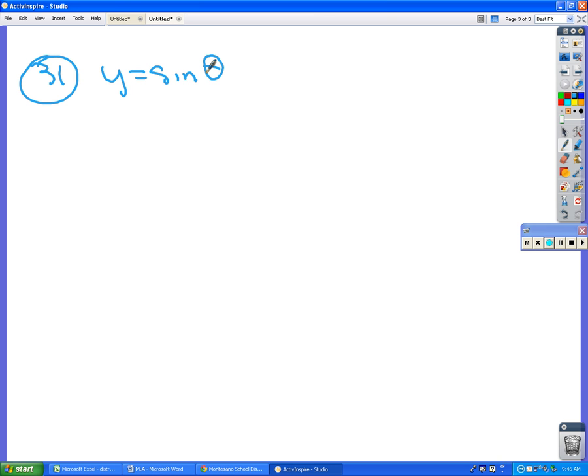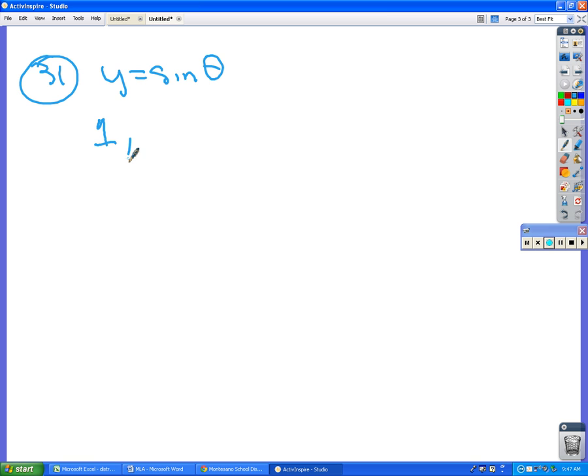31 through 36, you'll be happy to know, are the easiest problems in the world. Determine the number of cycles of each sine function in the interval from 0 to 2 pi. Well, that's the number that's in front of the variable. So that's 1. Okay? Find the amplitude and period of each function.